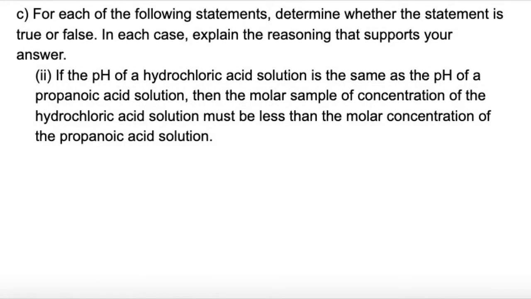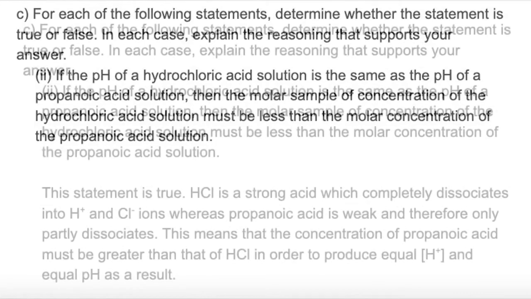Question C II is another one of the statements where you're trying to figure out whether it is true or false, and this statement is, if the pH of a hydrochloric acid solution is the same as the pH of a propanoic acid solution, then the molar concentration of the hydrochloric acid solution must be less than the molar concentration of the propanoic acid solution. So let's try to examine this in the next part of the video.